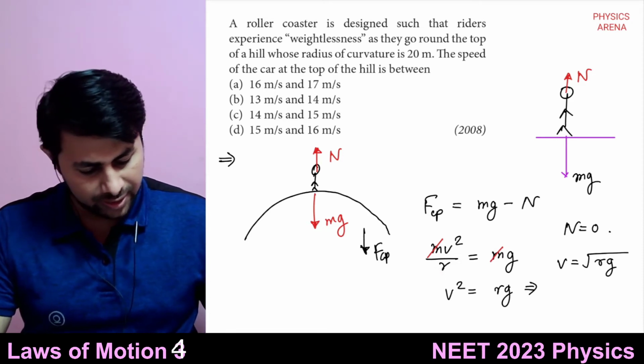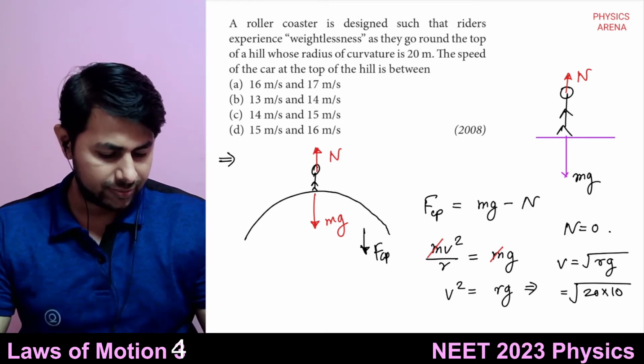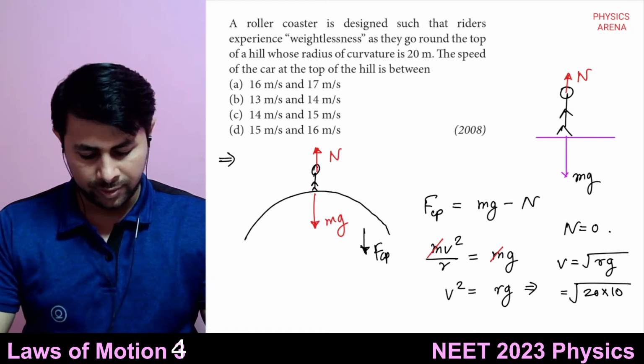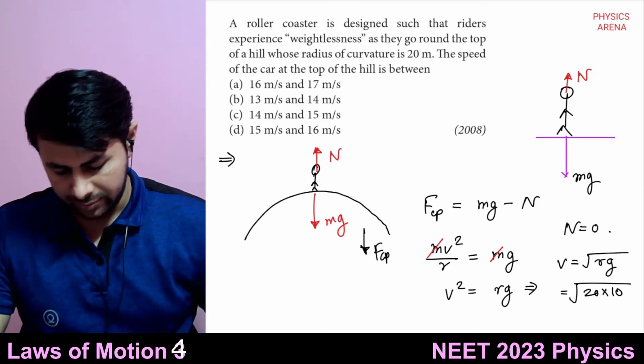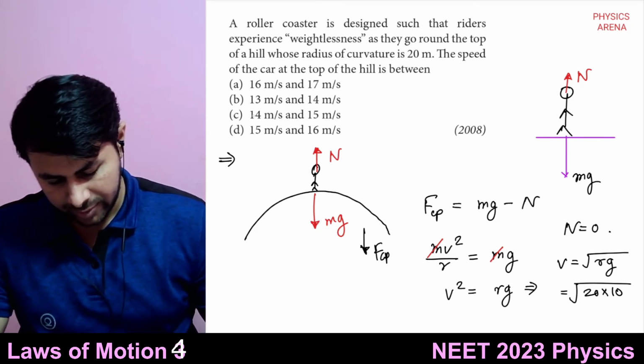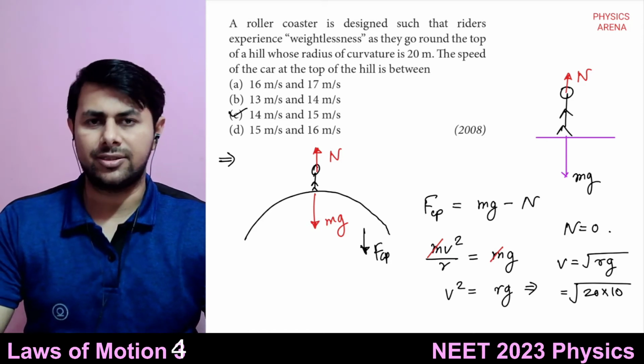And what is r? It's 20. So 20 times 10, 200. So square root of 200, 14. So somewhere between 14 and 15 meters per second. This is the answer.